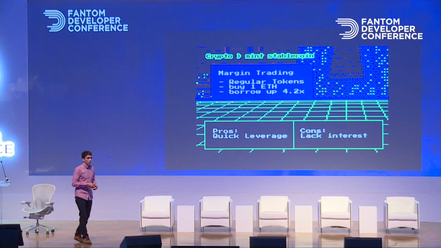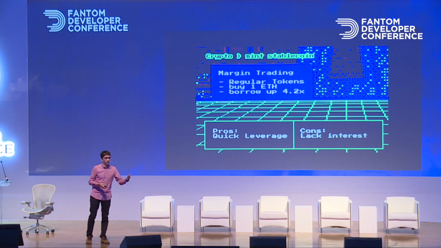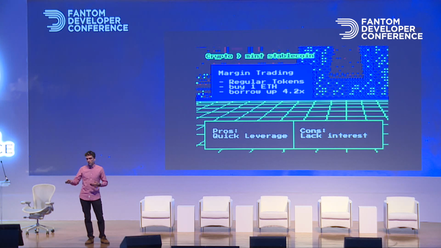Now we can go into a little bit of these strategies that you can use with a stablecoin. We start with margin trading, where you can borrow against any regular old token. You start with Fantom, you want to get more Fantom. Well, how do you? You put it into a vault, and you can borrow against that. Now you get the stablecoin, which you take into a decentralized exchange and trade it. You can now get up to 4.2x leverage on your crypto.